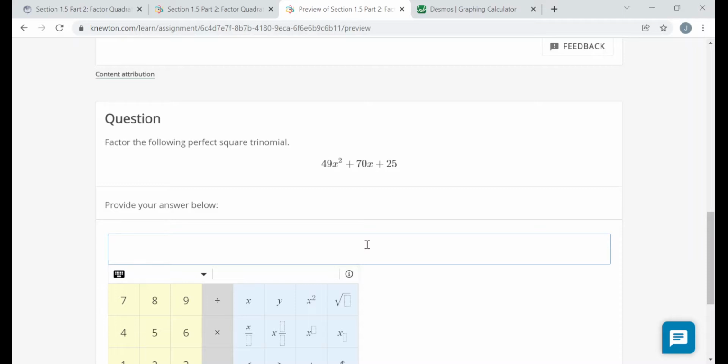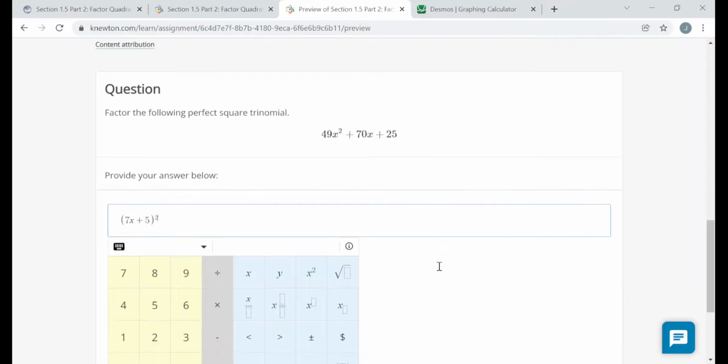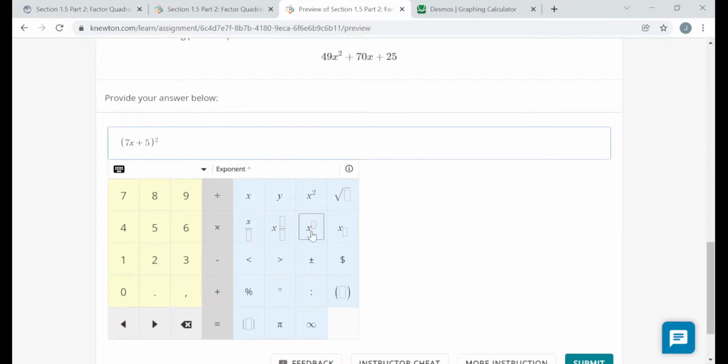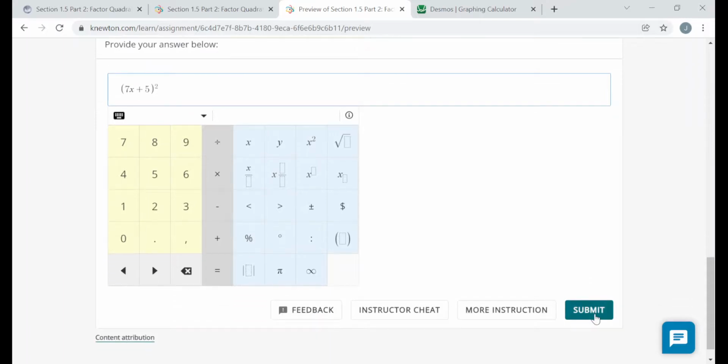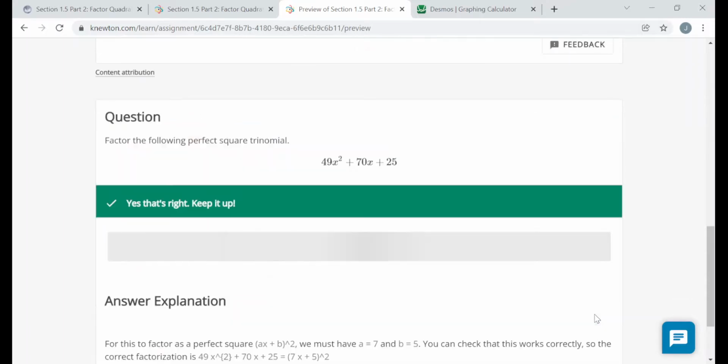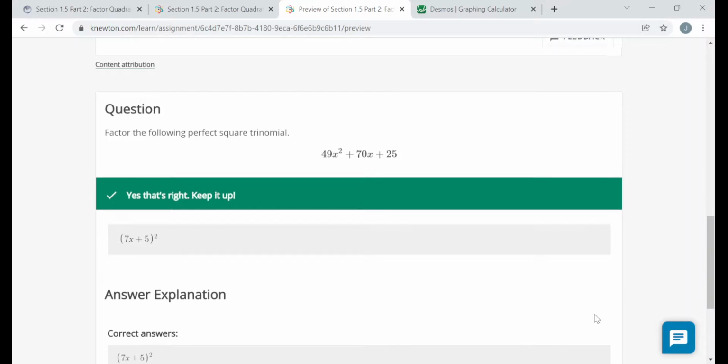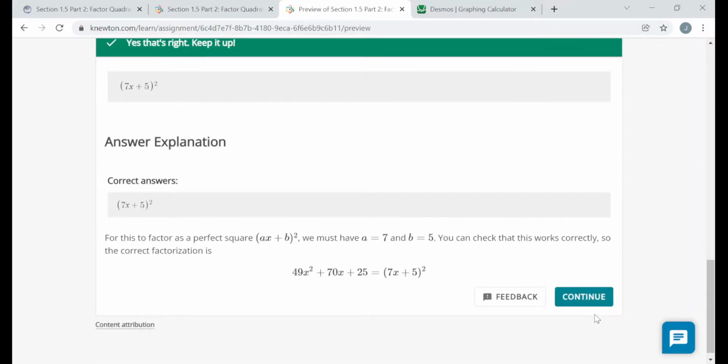Right. So 7x plus 5, and then to the second power. Just make sure that's in the exponent. There's the exponent thing here, but you can also use the caret button above 6. Submit. That should be good. Hooray. And again, please read through your answer explanations.